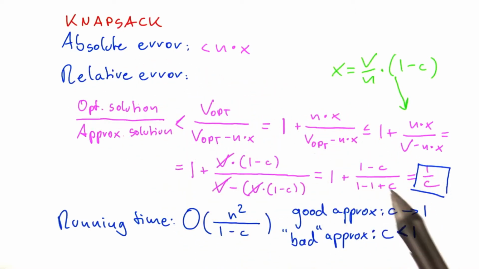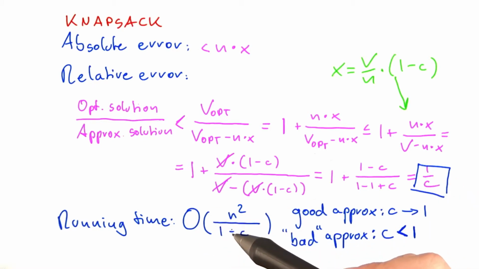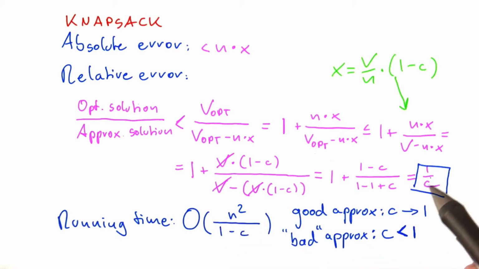And this is exactly the principle behind the PTAS. So we're trading in the quality of the approximation factor, which is this fraction here, 1 over c, against running time. More running time means we can get a better approximation factor. A worse approximation factor in return will mean that the algorithm runs faster. So this is already pretty amazing.